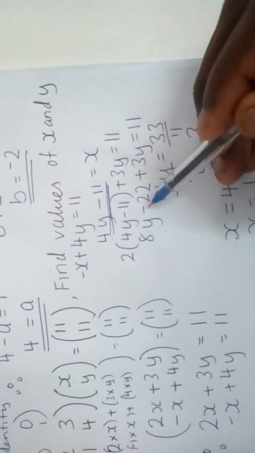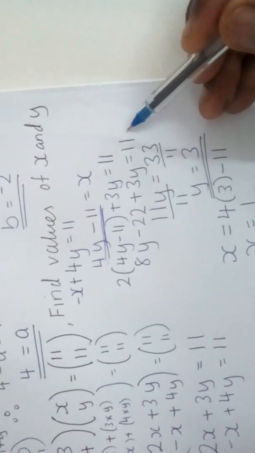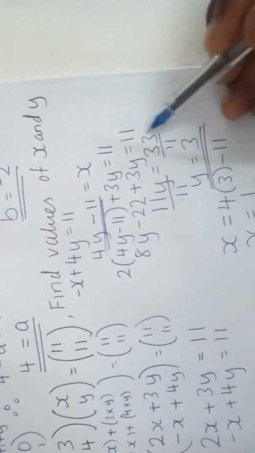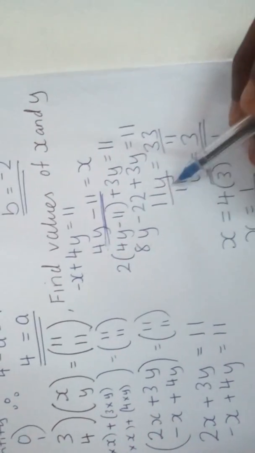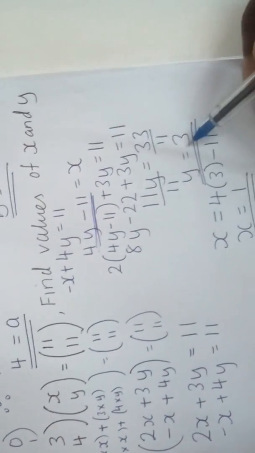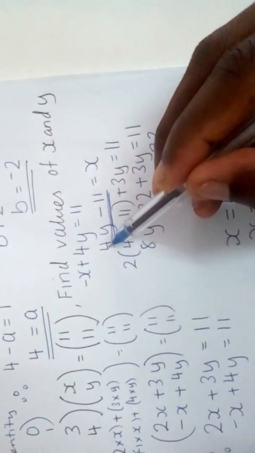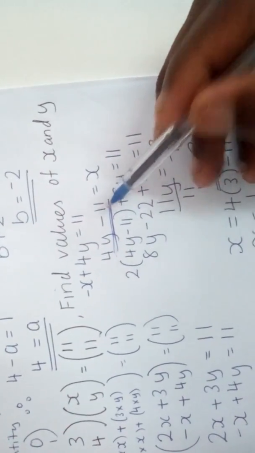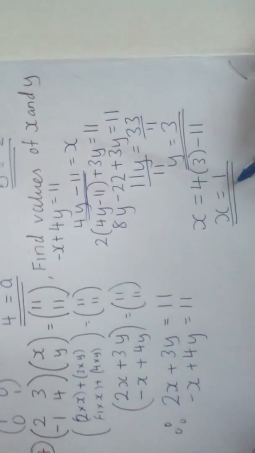I get negative 22, I shift to the other side, so it becomes positive 22. So 11 plus 22 gives me 33. Remember the other side, 8y plus 3y is 11y. So I will divide both sides by 11, and hence my y will be 3. After getting y 3, I will get the 3 and substitute on the place of y. Then it will be 4 times 3, giving me 12 minus 11 is equal to 1. 4 times 3 minus 11, I get 1.